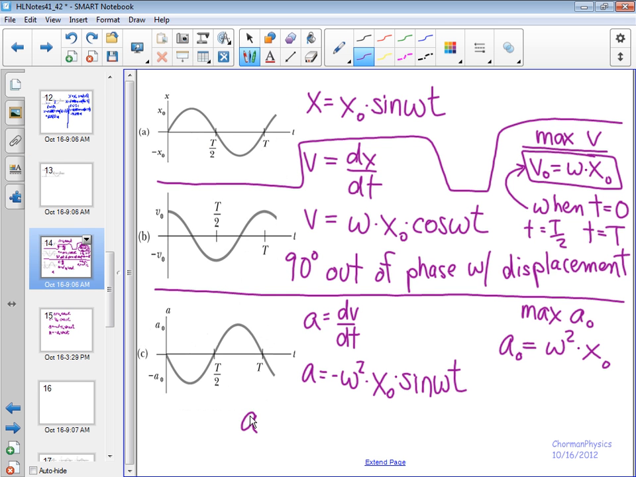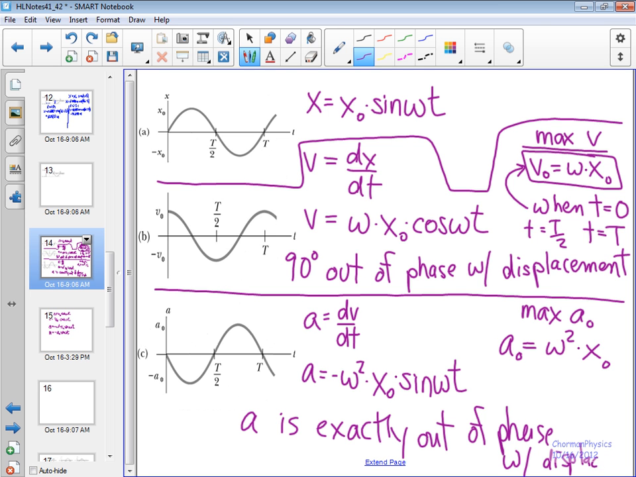And it's important to note here that the acceleration is exactly out of phase with the displacement. That's important to know. That gets back to our defining equation of simple harmonic motion.